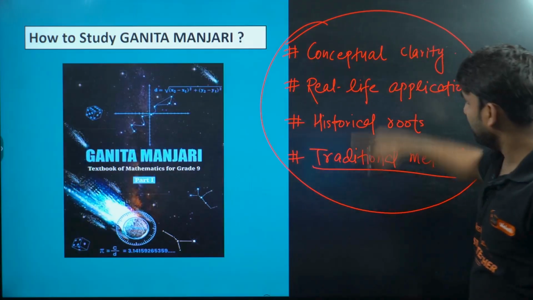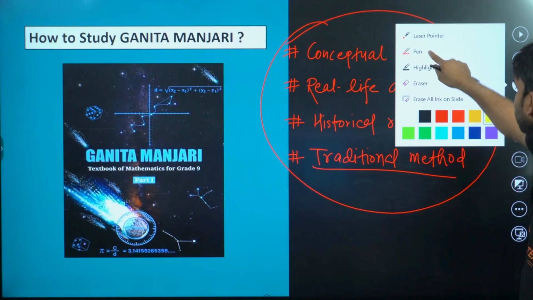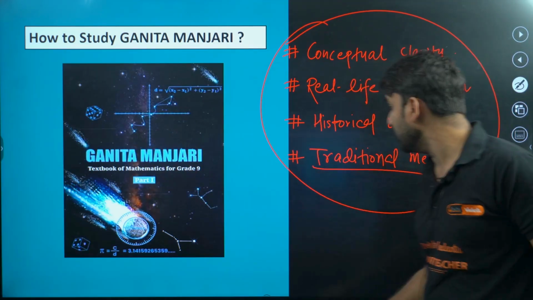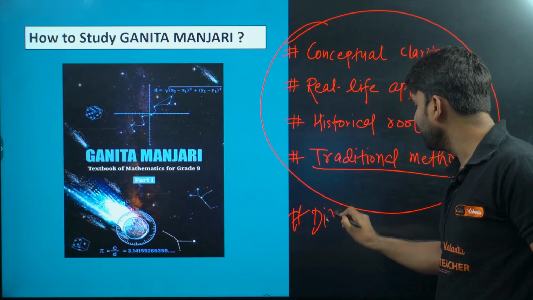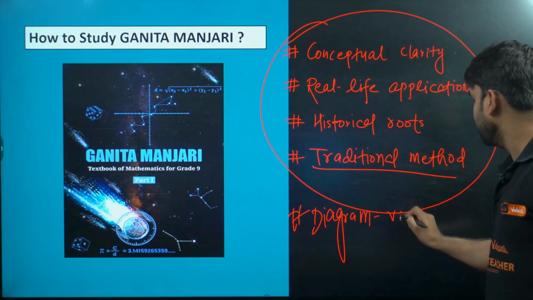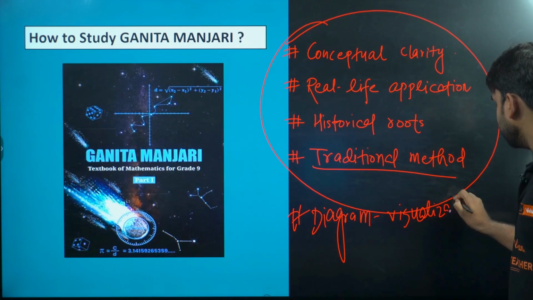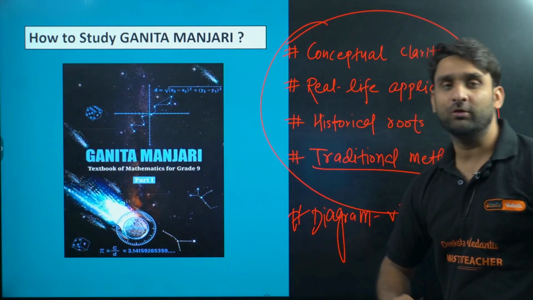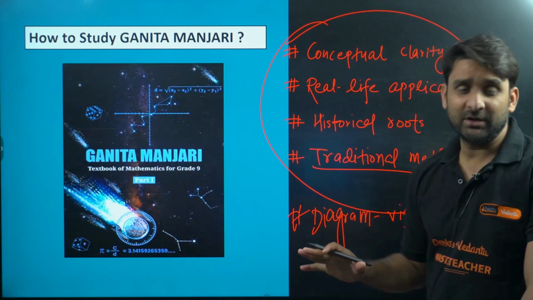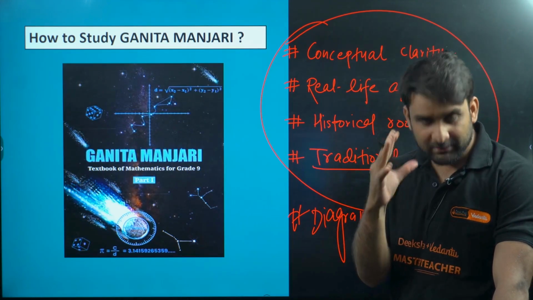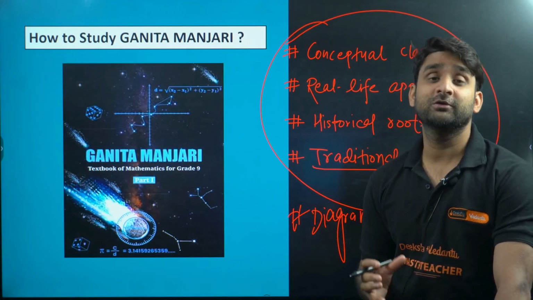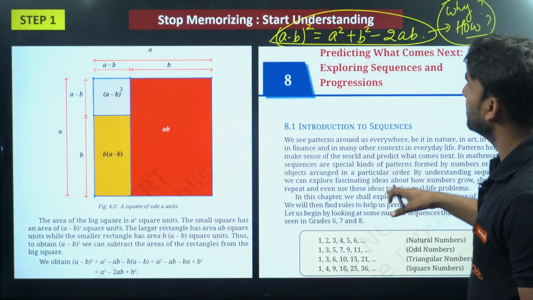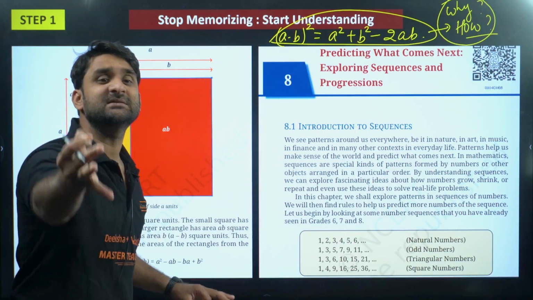So if I write here, champions, the core concept in designing this book is also diagrams and visualization. This is also visualization. So this is the beauty of Ganita Manjari. These are the few points on which the new Ganita Manjari textbook is designed, champion. A lot of diagrams are given there. So your visualizing ability and visualizing power should be stronger. The student whose visualization is strong will be able to score good marks. So this is all about it. So my dear, stop memorizing and please start understanding.